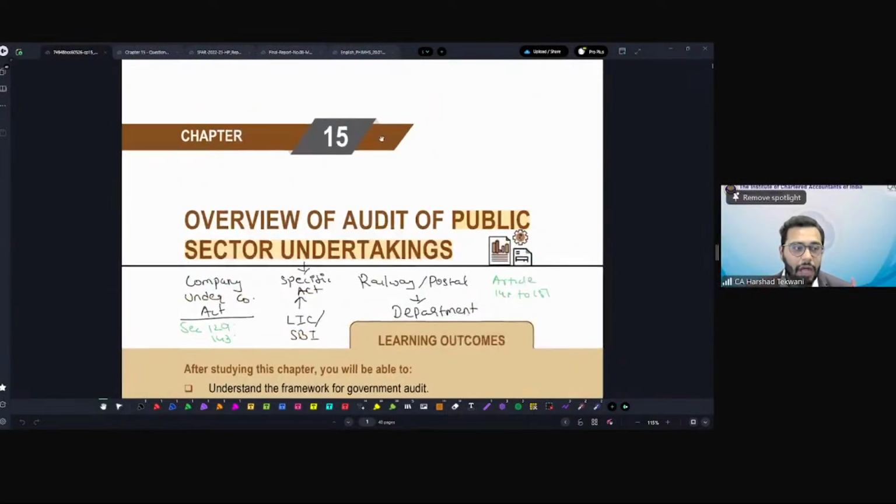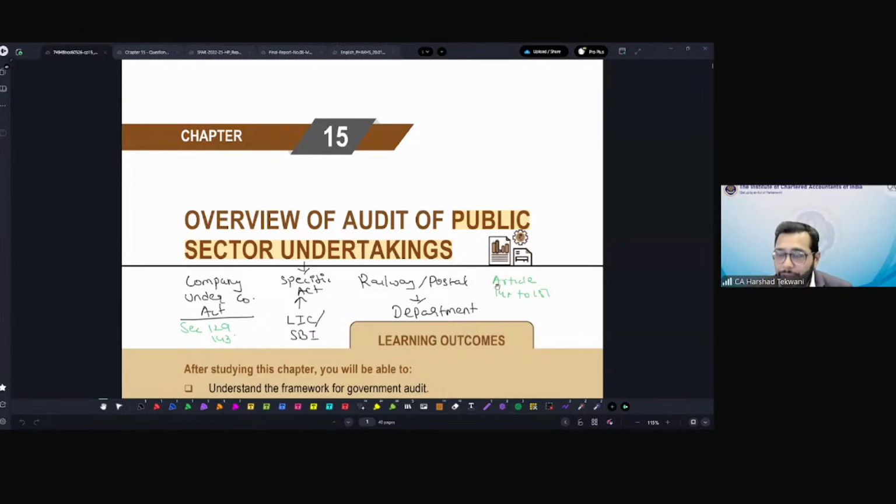So today we are going to continue with chapter number 15, that is overview of audit of public sector undertaking. In the last session I gave you a brief about the chapter, what we are going to discuss, what is the audit of public sector undertaking, what are public sector undertakings, and how we are going to proceed in this particular session.